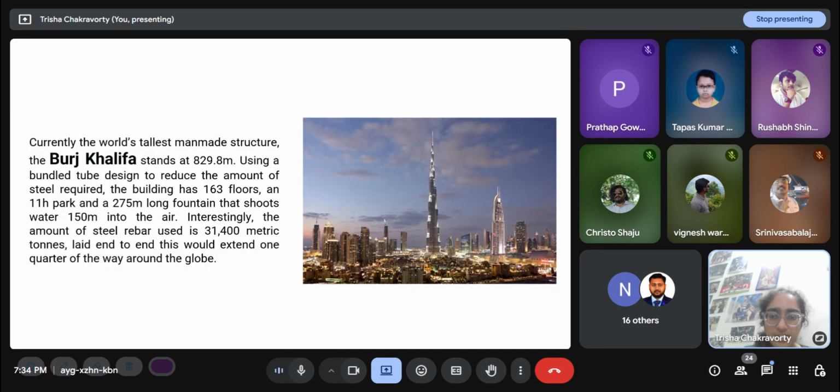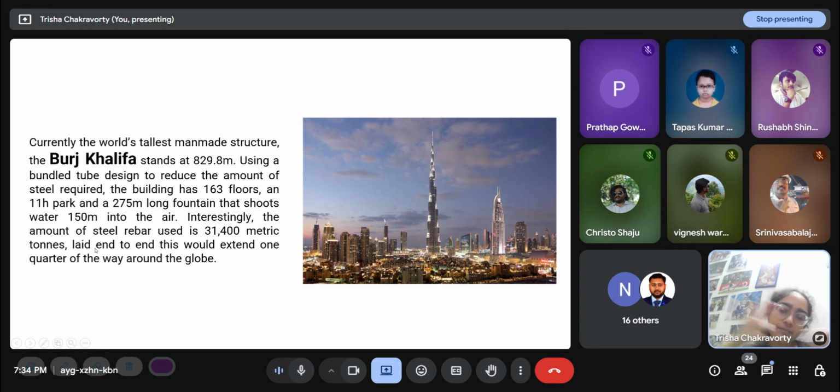The Burj Khalifa in Dubai stands at 800 plus meters. Using a bundled tube design to reduce the amount of steel required, the building has 163 floors, and the amount of steel rebar used is 31,000 metric tons.